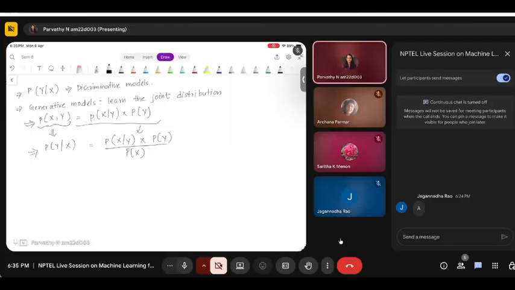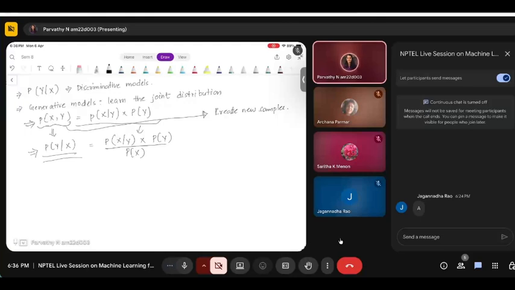Another important point with generative models is that we can sample new x values from the learned distribution, enabling synthesis of new data. That is, if we learn this joint distribution well, then we can create new samples. So these are the two uses of a generative model. One is if we learn the joint distribution, we can create or synthesize more data. Another is if we know the joint distribution, then we can learn the conditional probability.